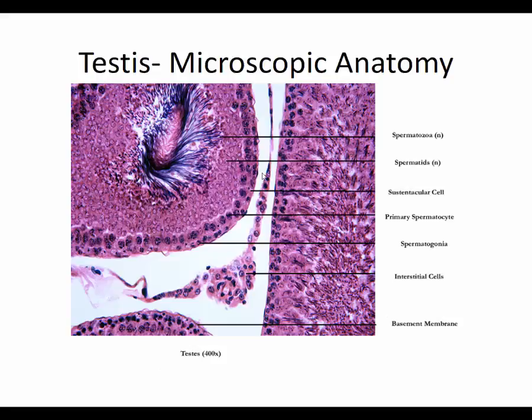So here's a tissue slide of a seminiferous tubule in the testes. The organ is the testes, and the specific structure in the testes is the seminiferous tubule. You'll need to know all of these structures other than the sustentacular cell. You don't need to know that one, or the basement membrane, but you do need to know all these other cells in a tissue slide for the lab exam.